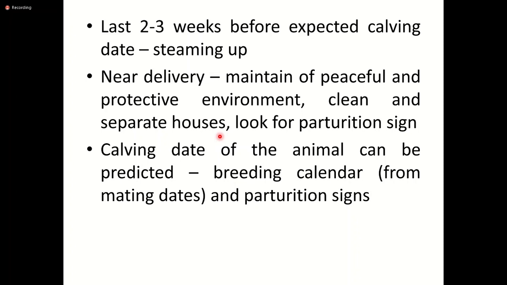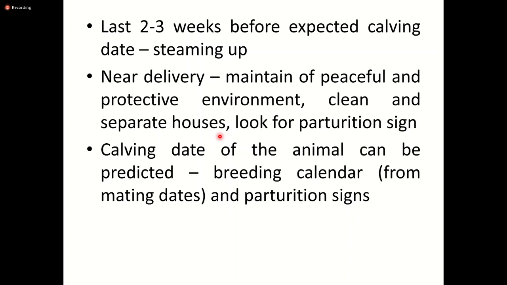Near parturition or delivery, right? So basically we have to provide a very protective, calm, peaceful environment with very clean cages, right? We can provide separate pens or separate houses, right? And we have to observe for any parturition sign or delivery sign. So we can see several signs externally if they are nearing the delivery process, right?